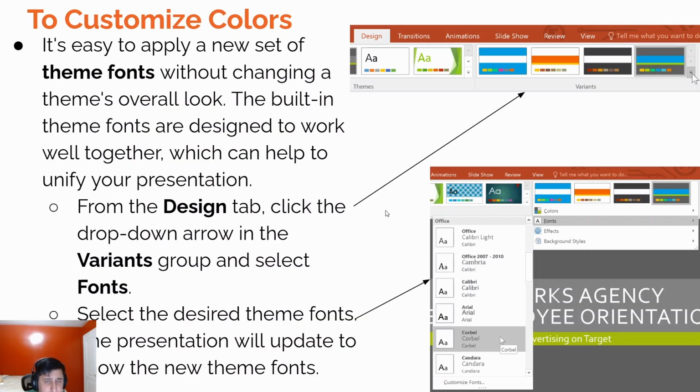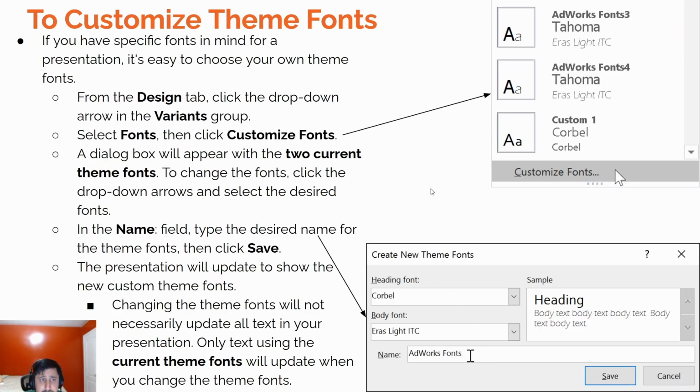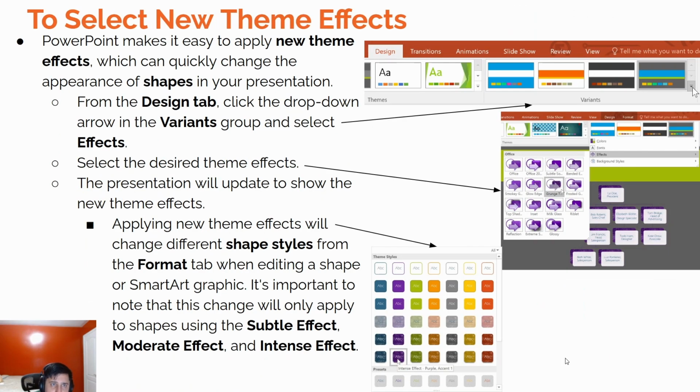And then it's easy to apply a new set of theme fonts without changing it. The built-in theme fonts are designed to work well together. So again, instead of colors, we go to fonts, right? And we can select a font. Alternatively, if we want a custom one, we can go to Customize Fonts, right? And then once we go to Customize Fonts, we'll get a pop-up here, so we can designate the heading font and the body font, right? That's what we did. And then again, you just add a name and then click Save.